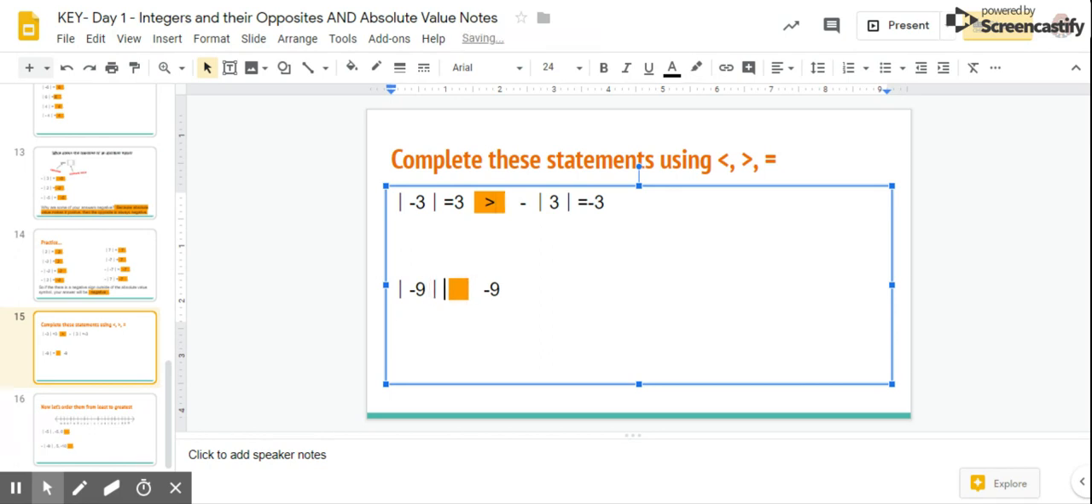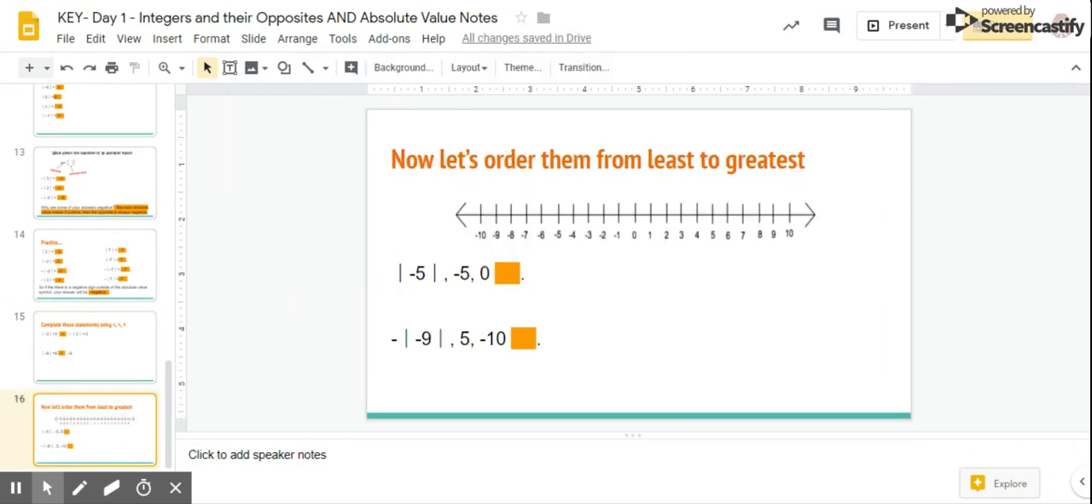Looking down below, I'm going to delete that equal sign because these are inequality statements. The absolute value of negative 9 is 9. We just have negative 9 on the other side. So it is going to eat the bigger one. The absolute value of negative 9 is greater than negative 9. Okay, so go ahead and write that in. Go ahead and try these ones. We gave you the number line to kind of help you. Think about your absolute value and which ones are going to be equal to and what they're going to end up equaling. Try them and then come back and check the video.